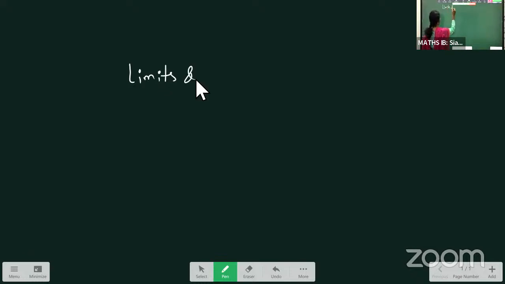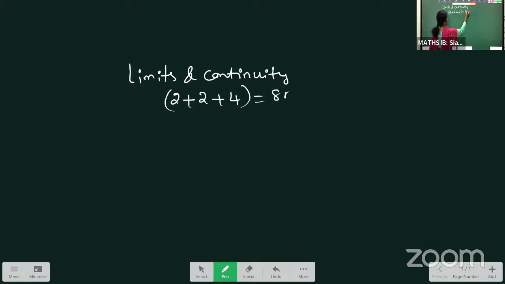Today we are going to discuss limits and continuity. Weightage of this chapter is 2 4-mark questions and 2 2-mark questions. Limits and continuity. So in this, 2 2-mark questions and 1 4-mark question. The total weightage is 8 marks. First, we'll start with the formulas of this chapter.